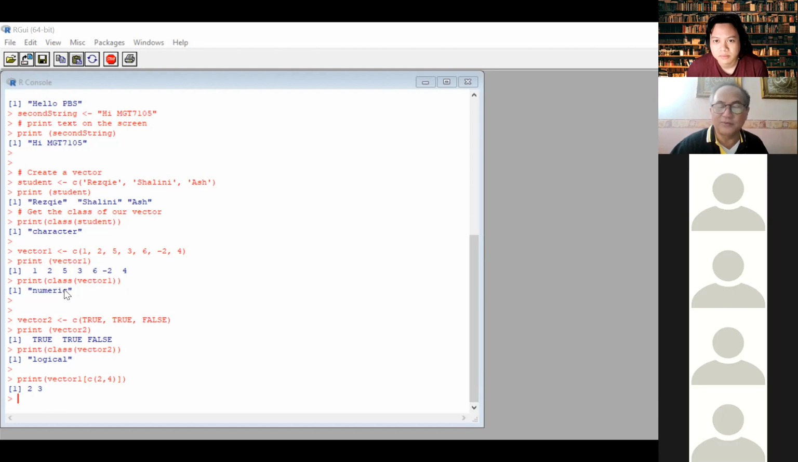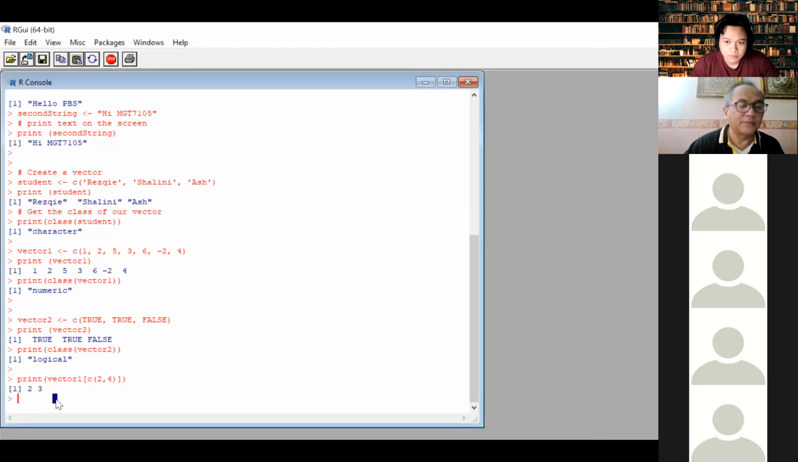Okay, Farah, you can continue. If you have my slide, there are examples that you can work on in the slide. For example, if you want to create a vector, you can create a vector by using consecutive numbers. For example, you can put it here.